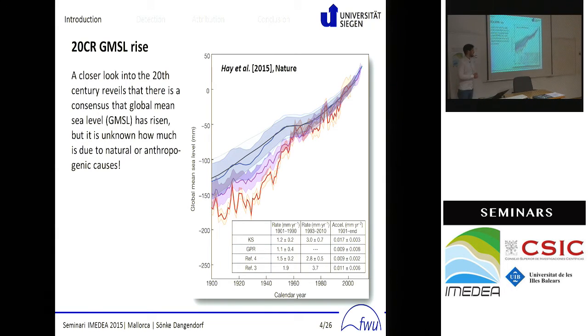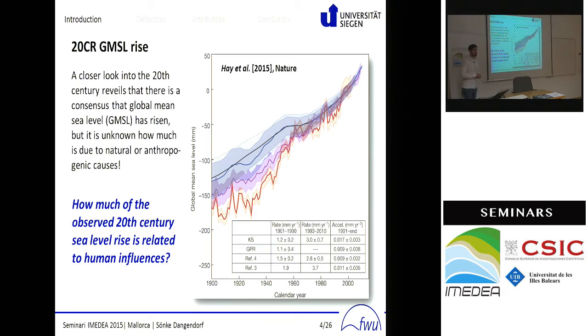And in this case, shown are 3 recent reconstructions of global mean sea level from these spotty tide gauges along the coast. And when you look at these different reconstructions, you see, of course, some differences between the reconstructions, but all these reconstructions suggest that there's a consensus about the rise in global mean sea level over the past century. But what is unknown so far is how much of this observed rise, which is approximately 20 centimeters.